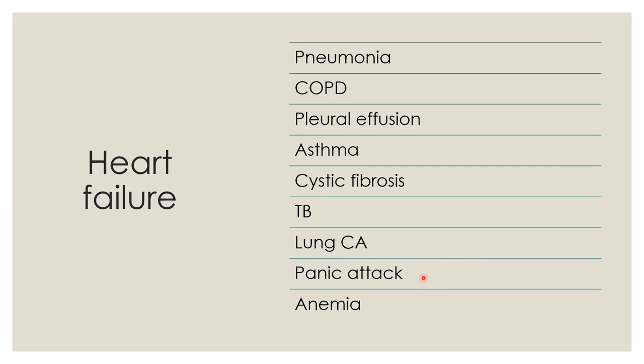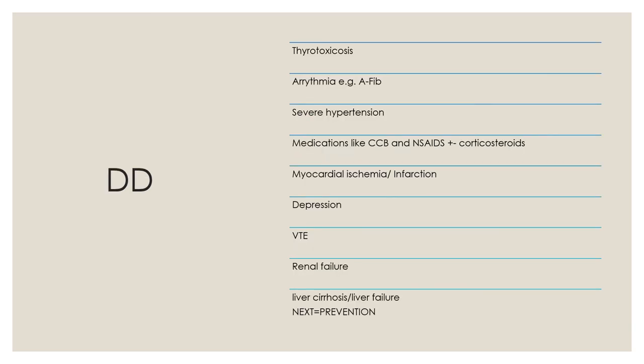Panic attack, sweating profusely, just like someone in heart failure. And anemia can actually cause heart failure symptoms: palpitations, pallor, breathing difficulty, and tachypnea, and so on. Thyrotoxicosis can present like high output heart failure with hyperdynamic states. Arrhythmia with palpitations, fainting spells, fatigue, and weakness, because arrhythmia means the atrium or the ventricle is not actually contracting and pumping. It's actually quivering or fibrillating. Severe hypertension can present in a similar manner.